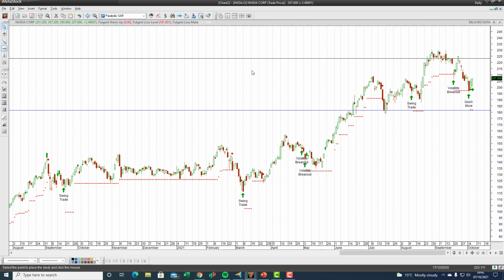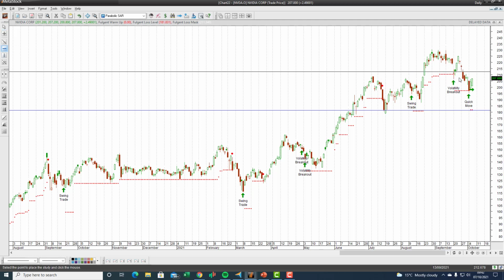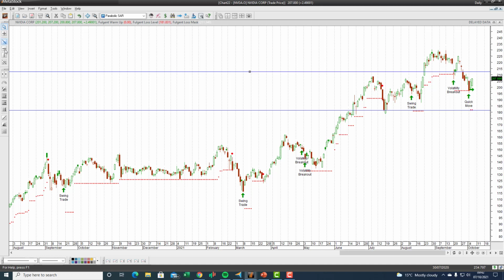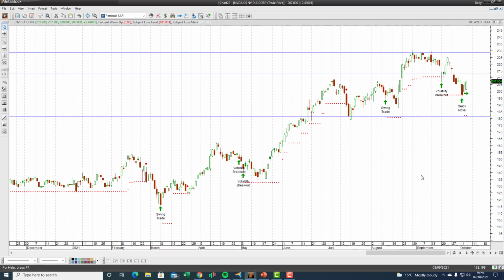And then your upside profit targets would be these old support levels that were broken, as well as, let me just move that line down a little bit. So there we go. Yeah, support levels that were broken there, and then the ultimate top here would be your next profit target. So that's the quick move signal on NVIDIA.